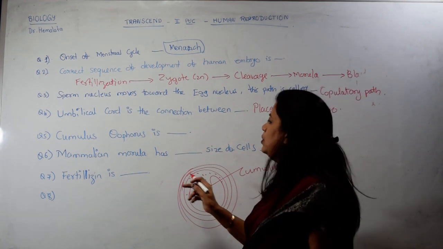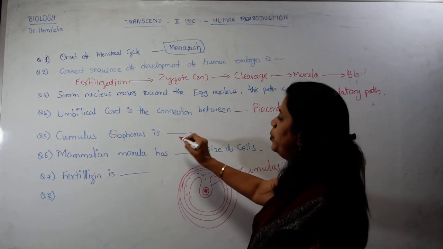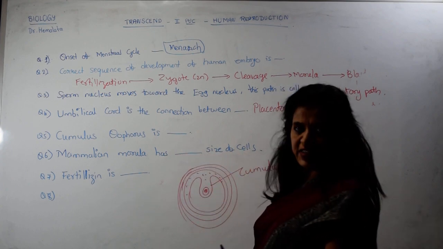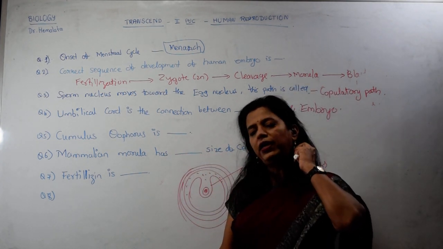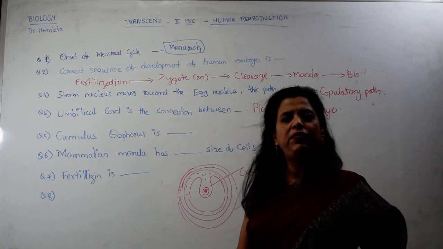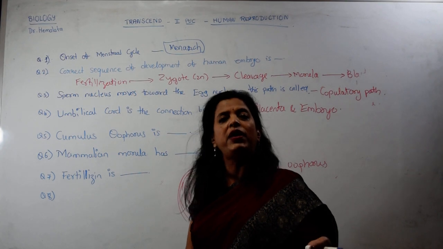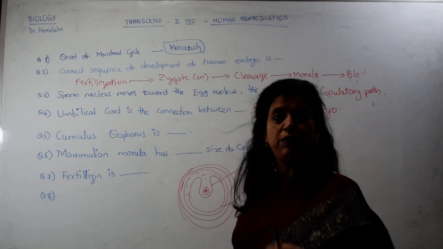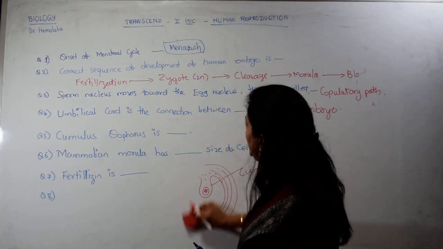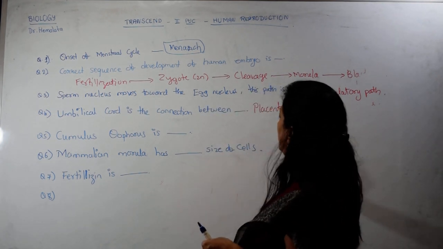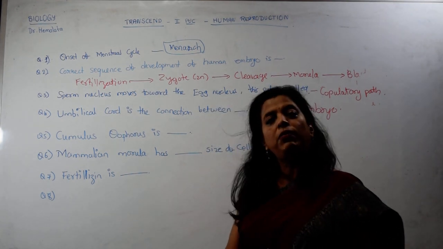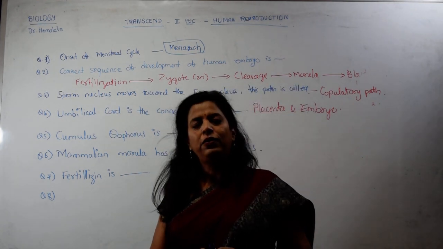Okay? Now, the next question: a mammalian morula has dash size of cells. See, every question, they will not ask very directly. If it were asked directly, it might be very simple for you. Each question carries 4 marks, right? Then you have to analyze why they asked this question. So, why have they stressed mammalian morula, right?